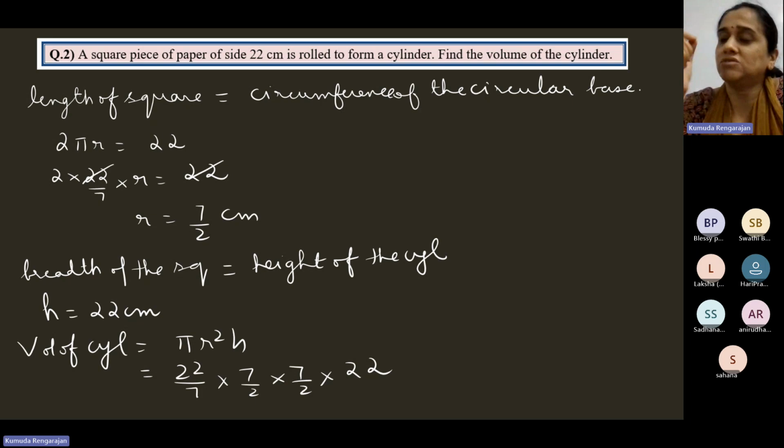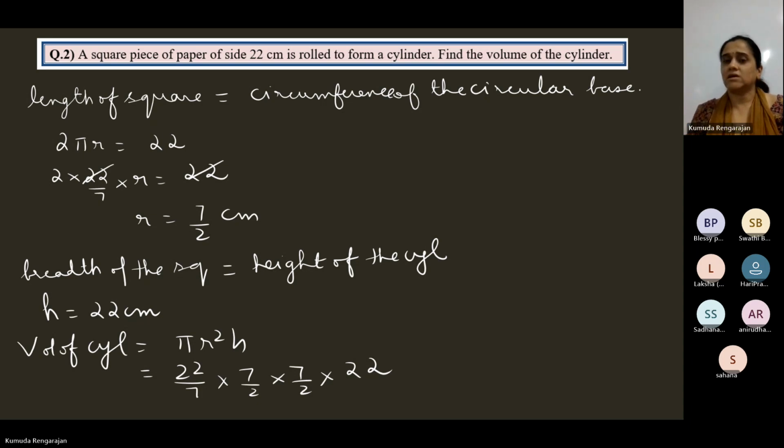All right, children. So when a square or a rectangular piece of paper is rolled to form a cylinder, when it's rectangular, more information should be given. We'll see that in the next class. Now, this is a square piece of paper, so the length and breadth are both the same. When this is rolled to form a cylinder, the length becomes the circle. Length is 22, so that becomes a circle. That means 2 pi r is equal to 22, not pi r square, not area. The length becomes a circumference.